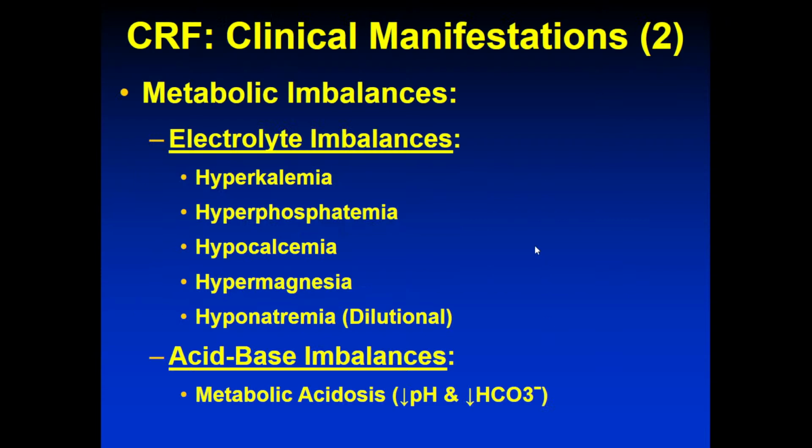The next, metabolic imbalances, like electrolyte imbalances, with hyperkalemia, hyperphosphatemia, hypocalcemia, hypermagnesemia, and hypernatremia, usually dilutional, and acid-base imbalance with the development of metabolic acidosis, with a decreased level of pH and a decreased level of bicarbonates in the blood.